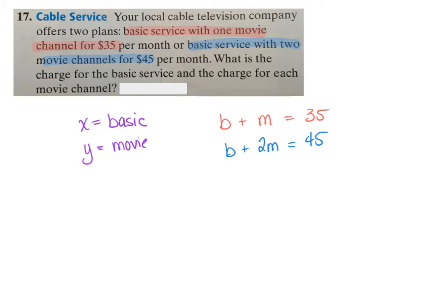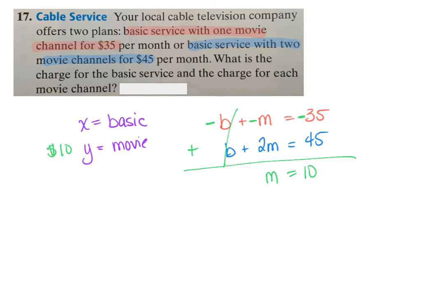For this one, I personally would solve by elimination because that seems like the easiest one to me. You will have to multiply one of them by a negative number to get rid of one of your variables. If I just multiply this top one, every single piece by -1, then I'm going to eliminate something when I add. I will have a positive b and a negative b, which will cancel. A -1 and a +2 will give me a 1, and a -35 and a +45 will give me 10. So I know that my movie channels cost $10 a piece.